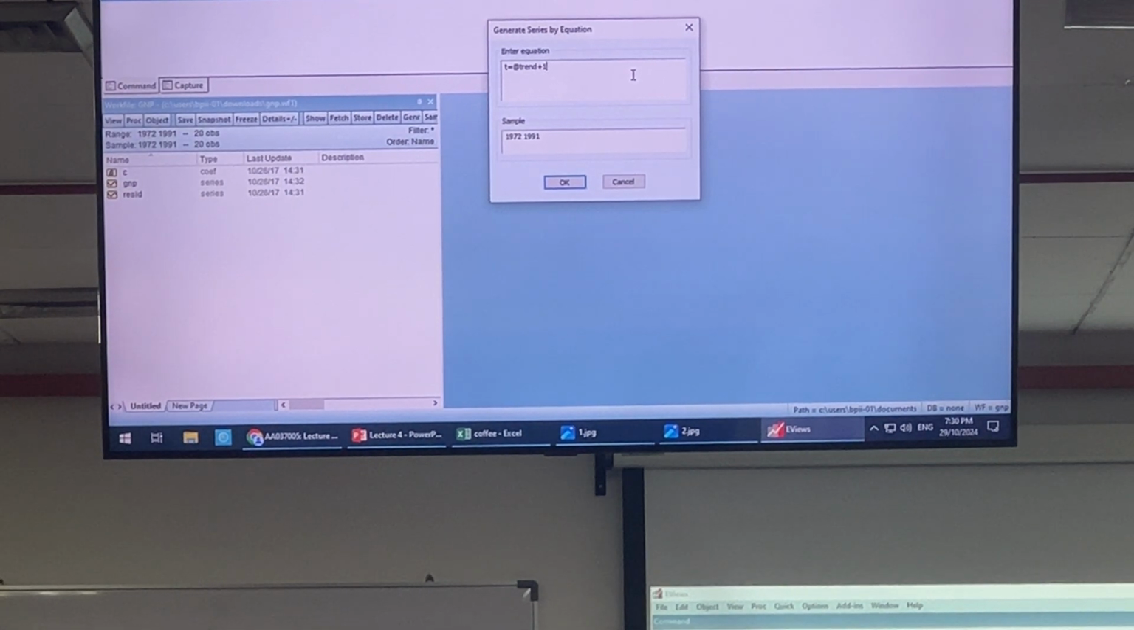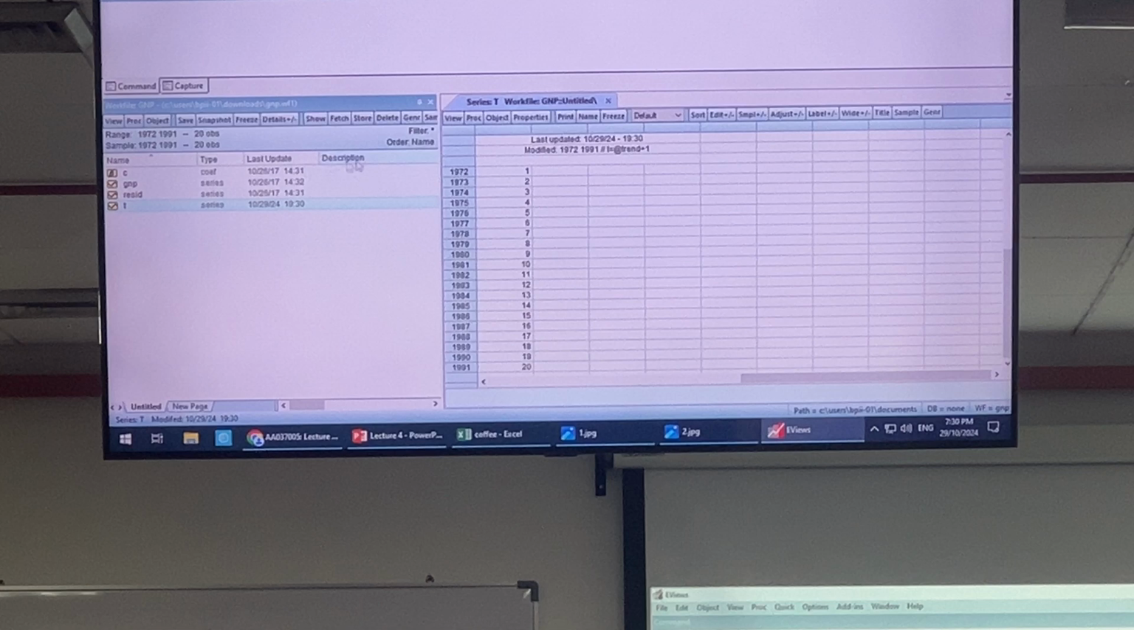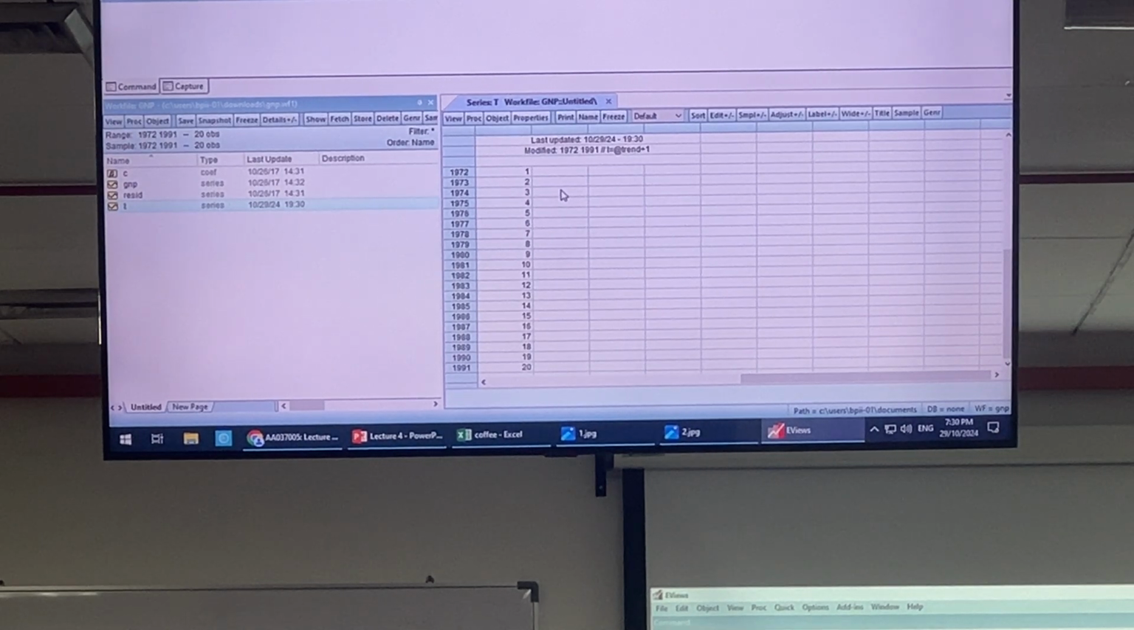So generate series by equation: T equals trend plus 1. Okay, so you have this one. You click T, and you have a sequence of values 1, 2, 3 up to the last, 120. If you do not put plus 1, it starts from 0, 1, 2, and so on.